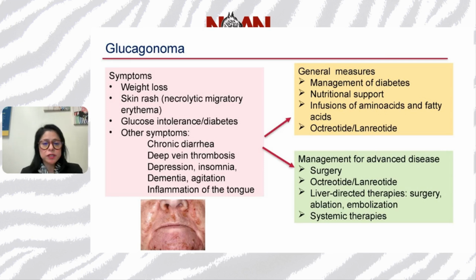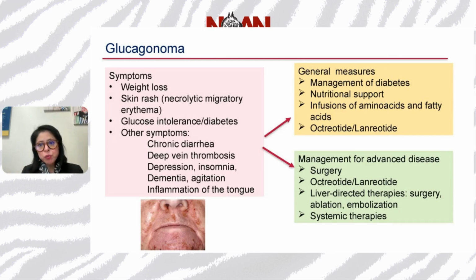Other symptoms that these patients may have include chronic diarrhea. Sometimes they can also develop clots in the body, very rarely, but it can happen. And other symptoms can happen with this excess of glucagon. So it's important to manage diabetes in these patients when there is an excess of glucagon. As I said, glucagon inhibits insulin production. If you don't have enough insulin, your glucose goes high, and that can cause diabetes.